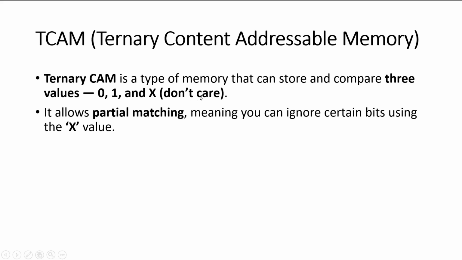In a normal CAM, you can store only 0 and 1 and you can compare also 0 and 1 only. But in TCAM, you can store 0, 1 and X and you can compare also 0, 1 and X. Friends, in a nutshell, we can say that TCAM allows partial matching, meaning you can ignore certain bits using the value X. Let me show you graphically so that you can understand it better.